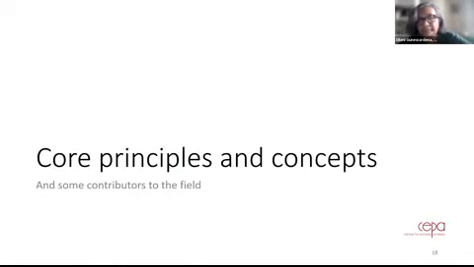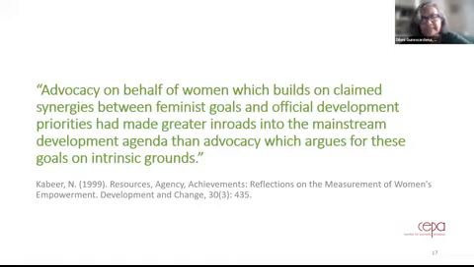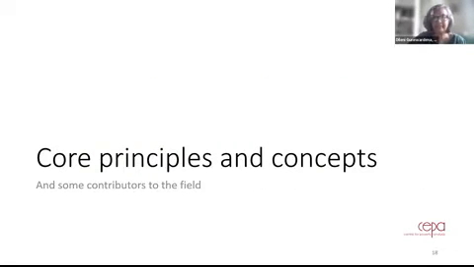And I'm quoting Naila Kabir, who's a well-known feminist economist, who says that advocacy on behalf of women, which builds on claimed synergies between feminist goals and official development priorities, had made greater inroads into the mainstream development agenda than advocacy which argues for these goals on intrinsic grounds. So I take the view that if it works, if we are able to bring about change by putting forward the smart economics argument, go for it. That's my viewpoint.